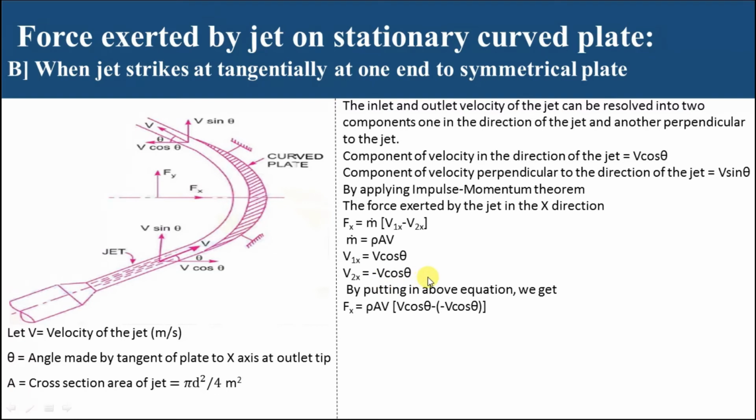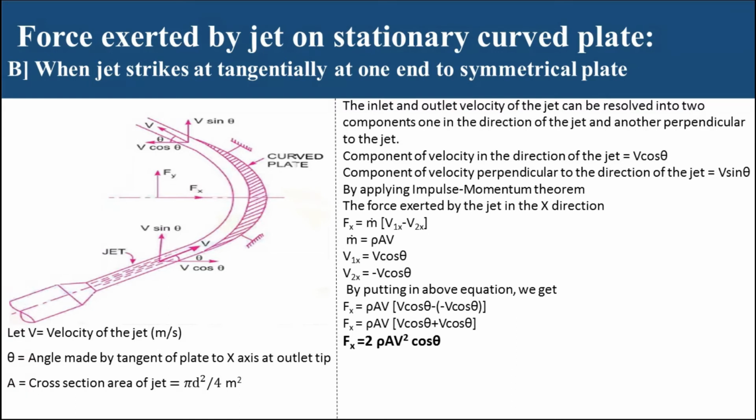So we can put these two in our above equation. We will have Fx equals rho a v into (v cos theta minus of minus v cos theta). So it comes out to be rho a v into (v cos theta plus v cos theta). Taking v common, we will have 2 rho a v square cos theta. So Fx equals 2 rho a v square cos theta. This is the case when the impact of the jet takes place tangentially on a curved plate, in the direction of the jet.